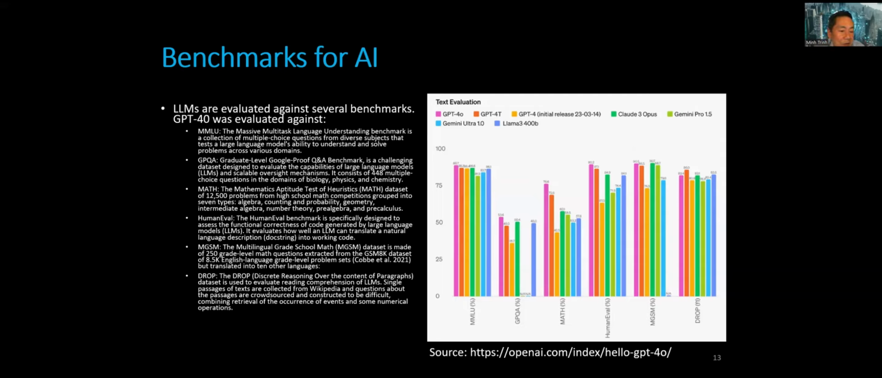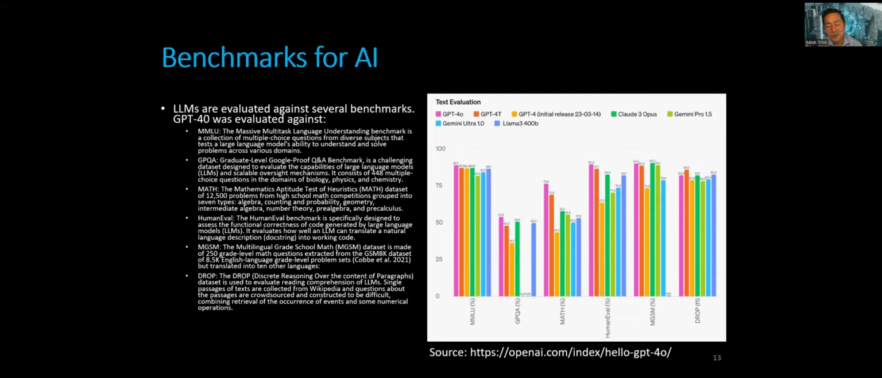I'll just go over two benchmarks. The first one is MMLU. Even in the press, when they talk about AI systems, they talk about these benchmarks. This is what they call the Massive Multitask Language Understanding benchmark. It's a collection of multiple choice questions from diverse subjects that test a large language model's ability to understand and solve problems across various domains. Then you have GPQA, the Graduate-Level Google-Proof Q&A benchmark.